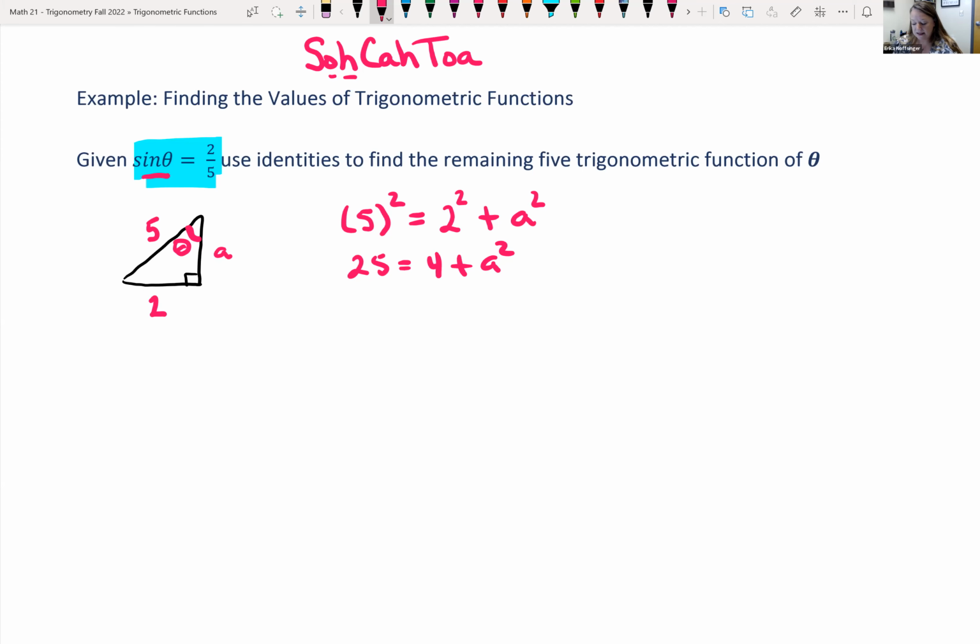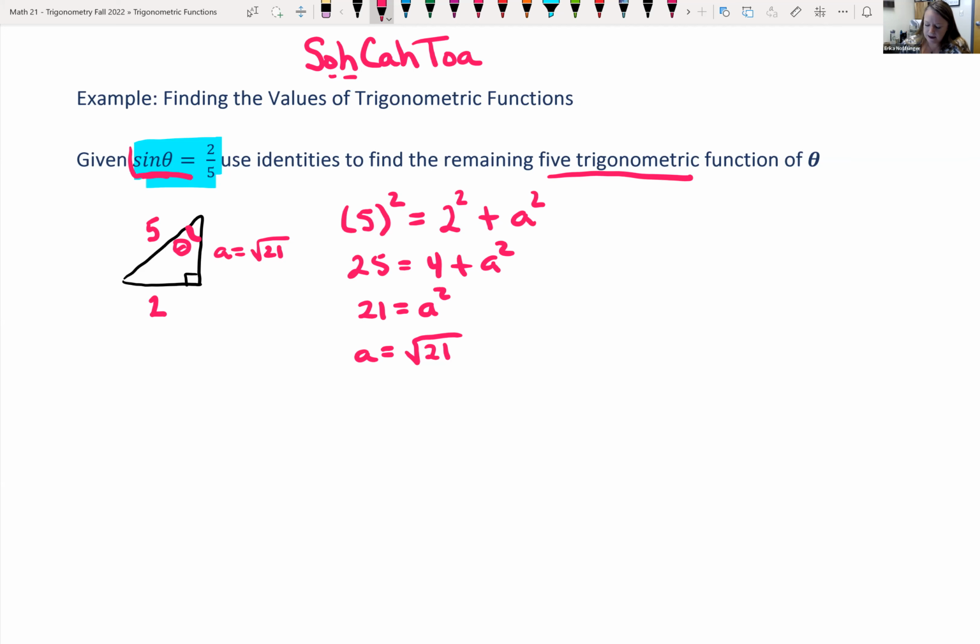Let's get a squared by itself. Let's subtract 4 on both sides. We get 21 is equal to a squared. And taking the square root of both sides, we're talking about length, so we're going to just look at the positive square root of 21. So now that we have our triangle, we can find all the rest of the trigonometric functions.